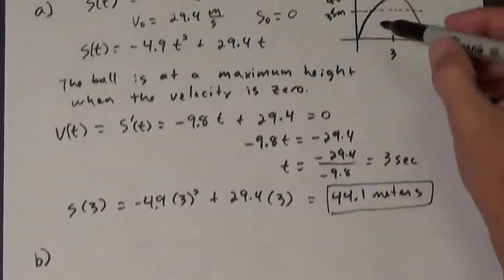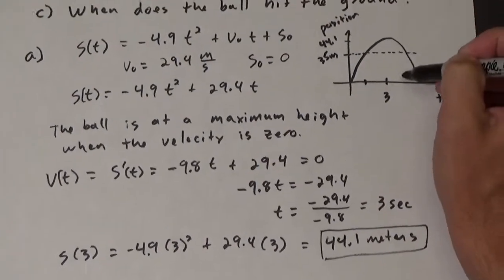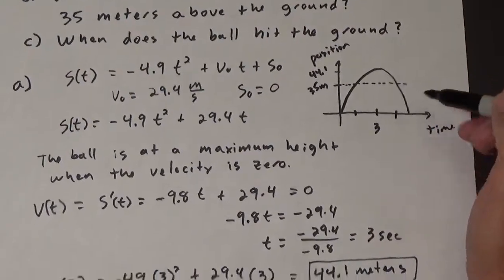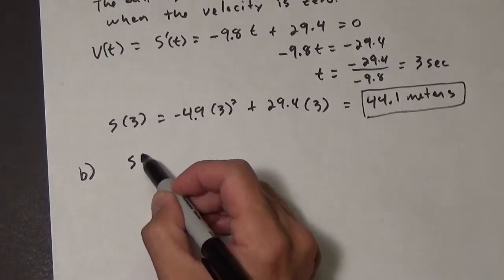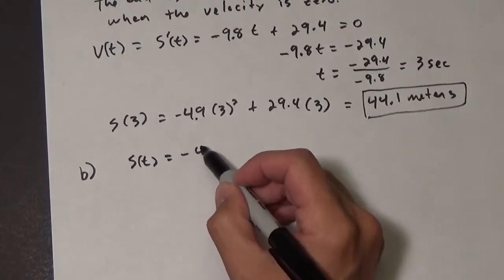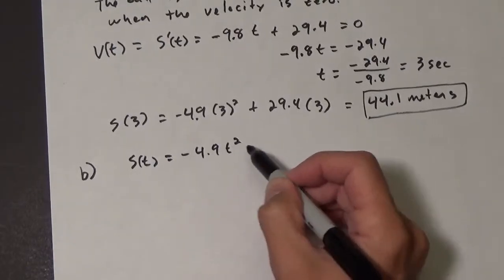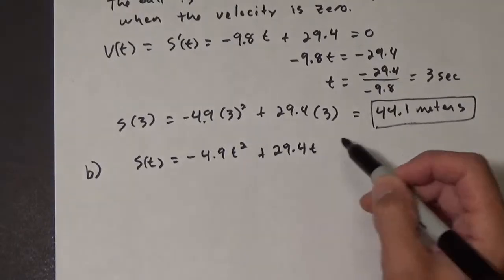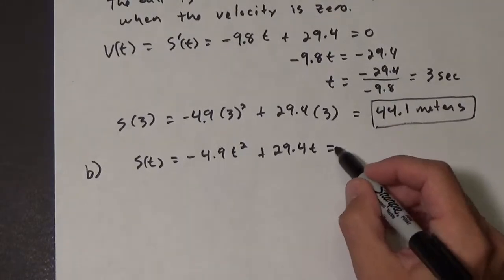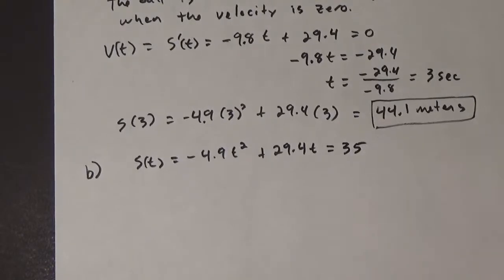So in order to do that, we first have to figure out the times this occurs. So there's two little times there that we have to figure out. And we're going to take our position function, s of t, which is negative 4.9 t squared plus 29.4 t. And we're going to set this equal to 35.